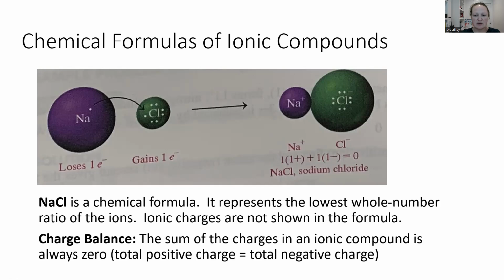Ionic charges are not shown in the formula. Notice the plus and the minus are not found in the formula here. We know what the charge is because this ionic compound must have charge balance. Since sodium is +1 and chloride is -1, it must be 1:1. So we do not need to include subscripts here to show 1:1. If it's 1, the 1 is just omitted and assumed. So if you don't see any subscript, you can assume that there's just 1 of that type of ion.